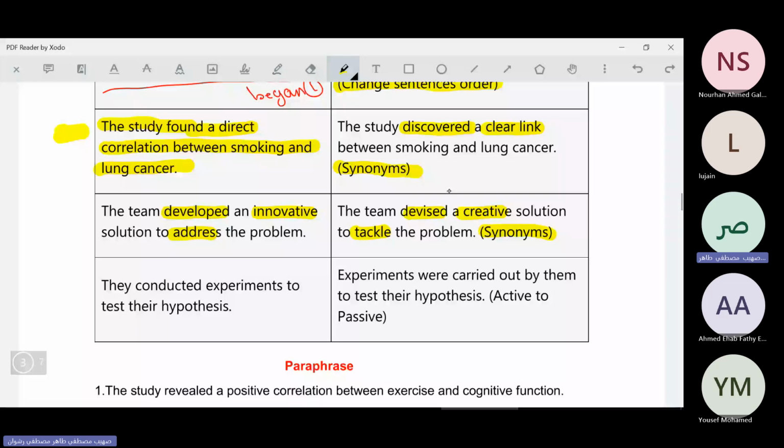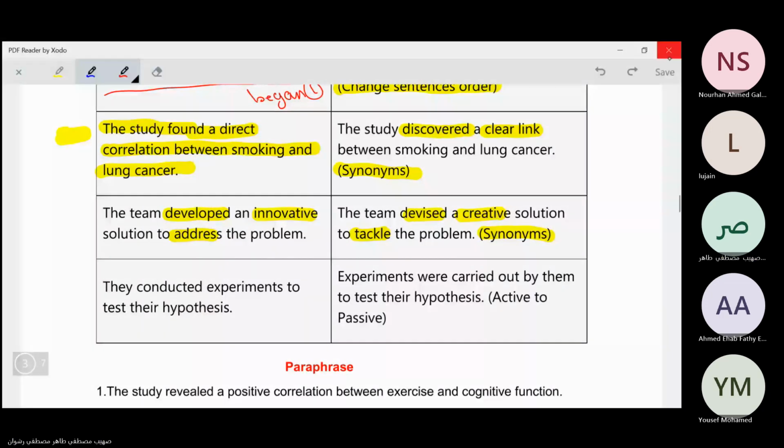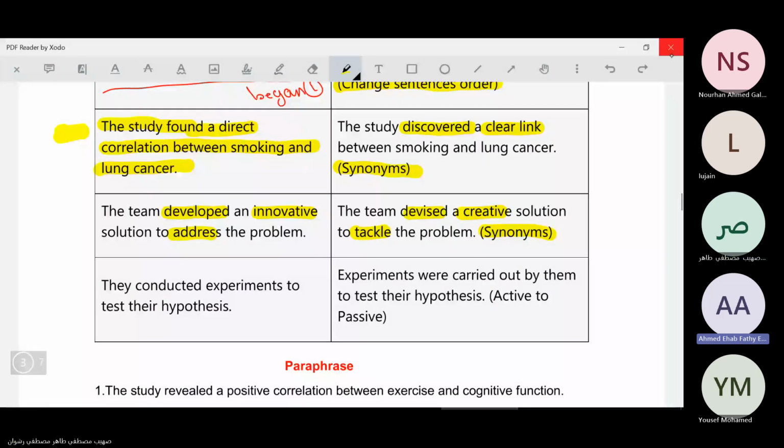Okay, thank you. Ahmed, read the last box. They conducted experiments to test their hypothesis. Experiments were carried out by them to test their hypothesis. Active to passive, exactly. We changed the sentence form from active to passive, and also we changed some vocabulary. They conducted experiments to test their hypothesis. Instead of conducted, what did we use? Carried out by them to test the hypothesis.